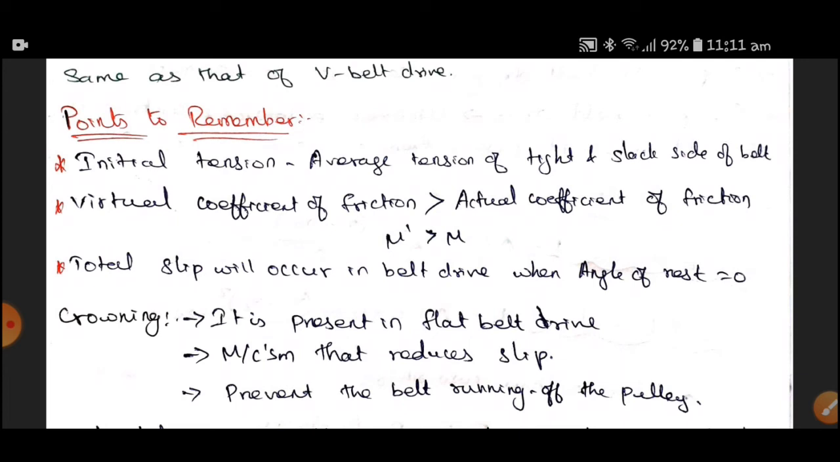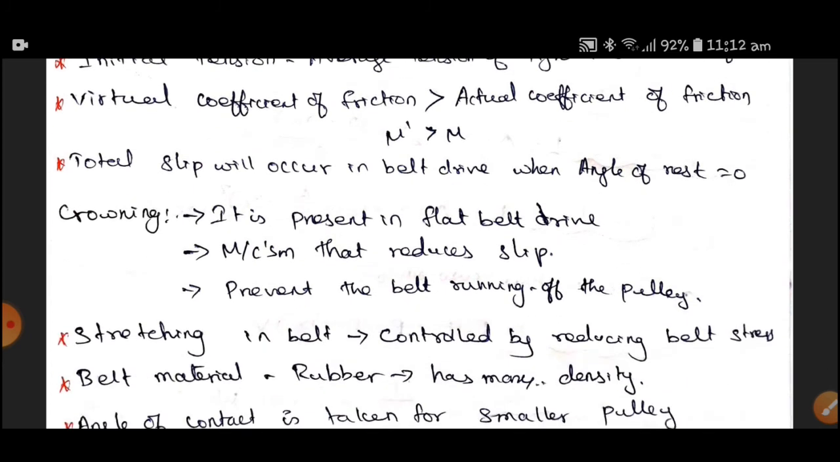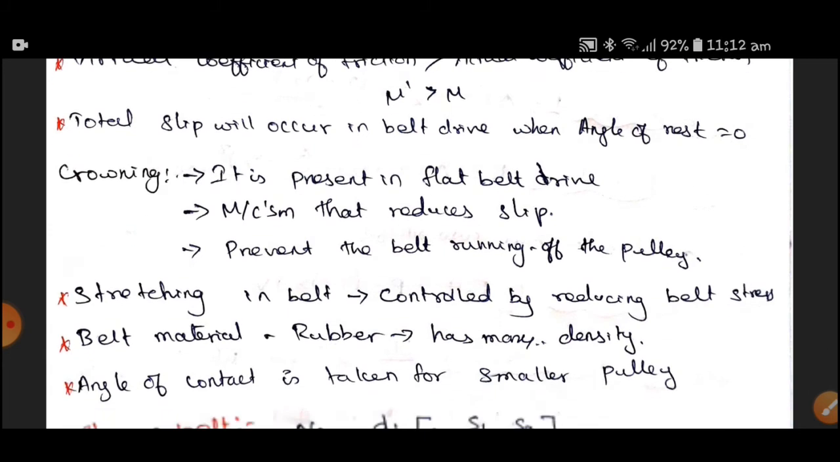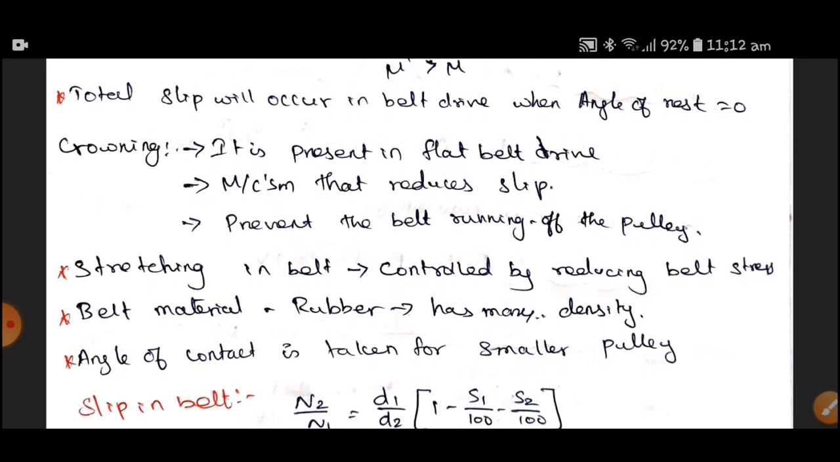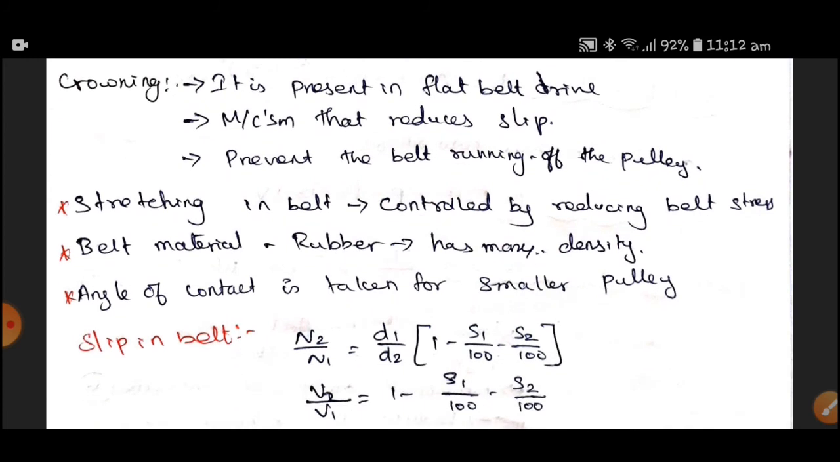Next, in the flat belt, crowning is there. Crowning is present in the flat belt drive. This mechanism reduces the slip in the flat belt drive, and the important factor is to prevent the belt running off the pulley. The crowning is needed. Next, stretching in belt. Stretching in belt is controlled by reducing belt stresses. And mostly the belt materials are made up of rubber, which has a high or maximum density.